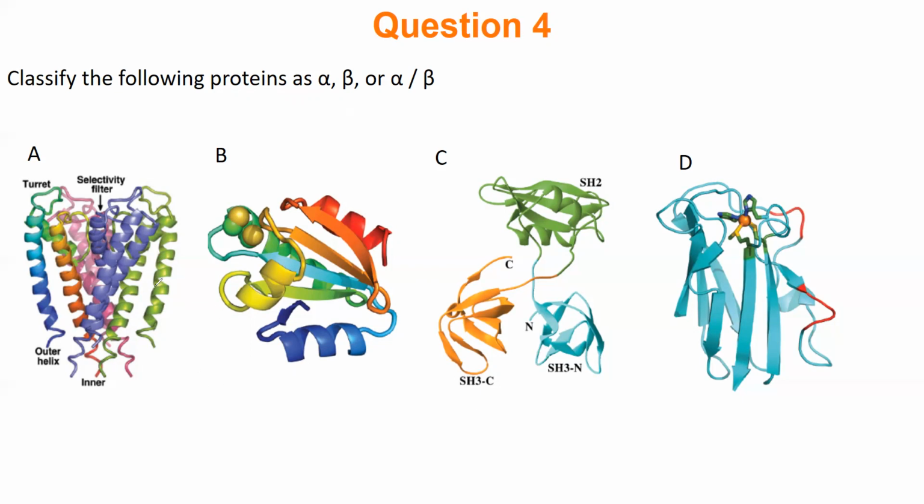So just as a reminder, and I said on the last slide, anytime you see a ribbon, they're trying to show you that's an alpha helix. Anytime you see arrows, those are beta sheets. You'll see proteins represented like this all the time, and they're just showing you the different types of secondary structure.